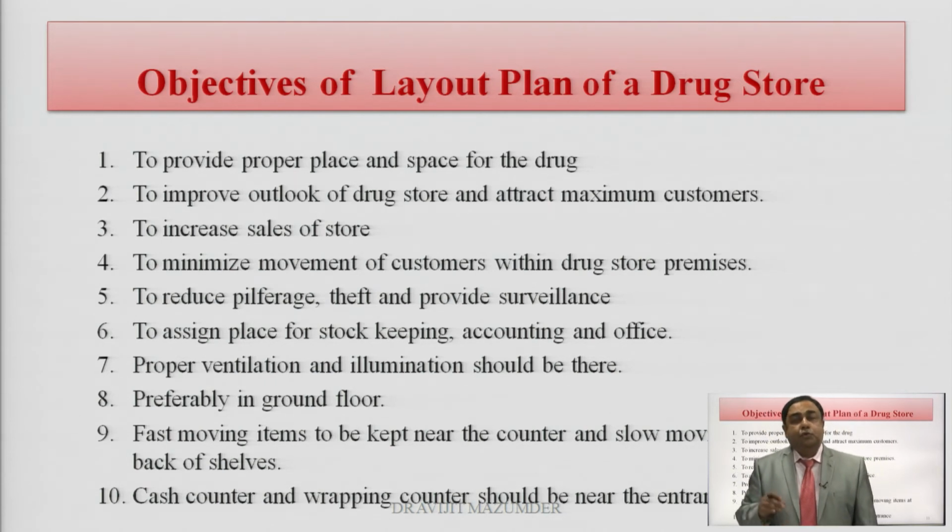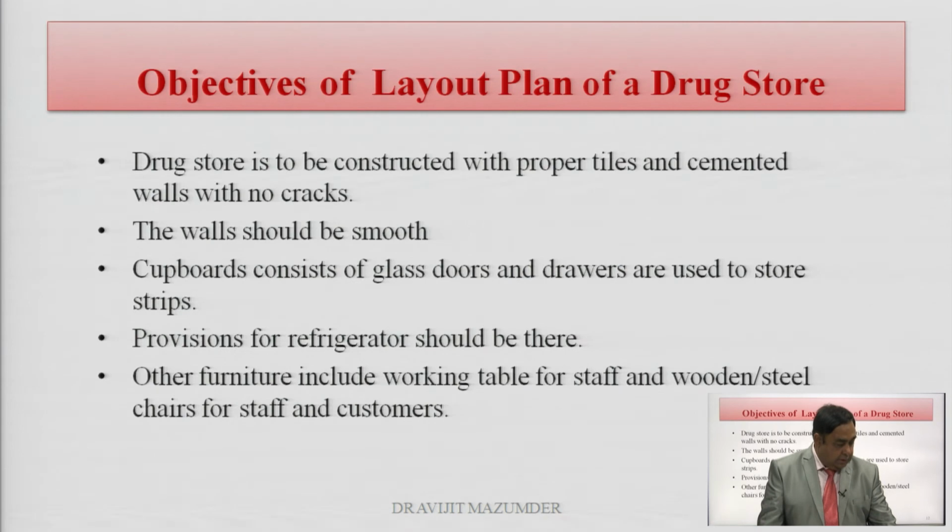Geographically, we should try to keep the drugstore on the ground floor, because the people who will be passing across the road can see your drugstore and just enter inside. Now, whenever we are talking of storing drug items, we should see that the fast moving items are kept near the counter and slow moving items are kept near the back of the shelf, so that the customers, when they are having a glimpse of it, should not move the items here and there. Now, the cash counter and the wrapping counter should be near the entrance.